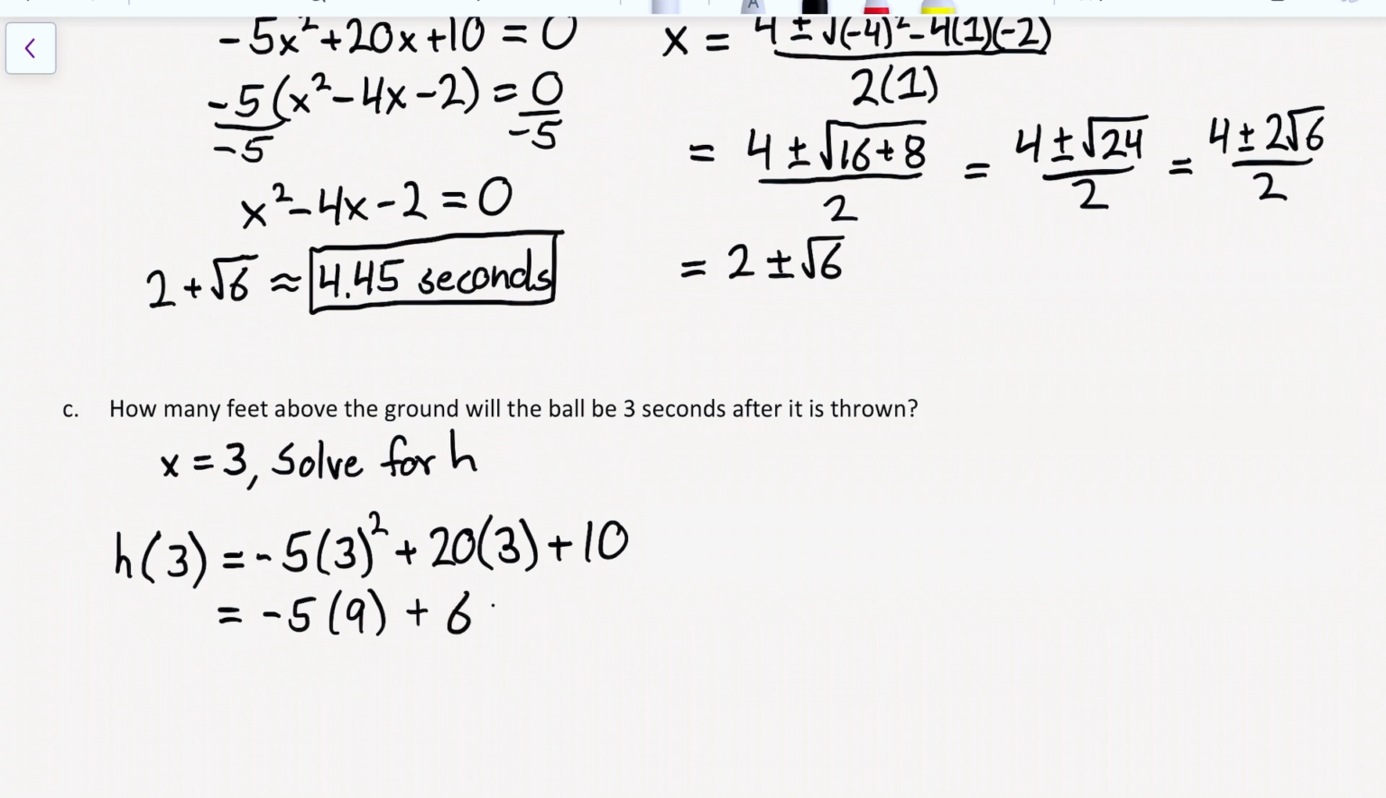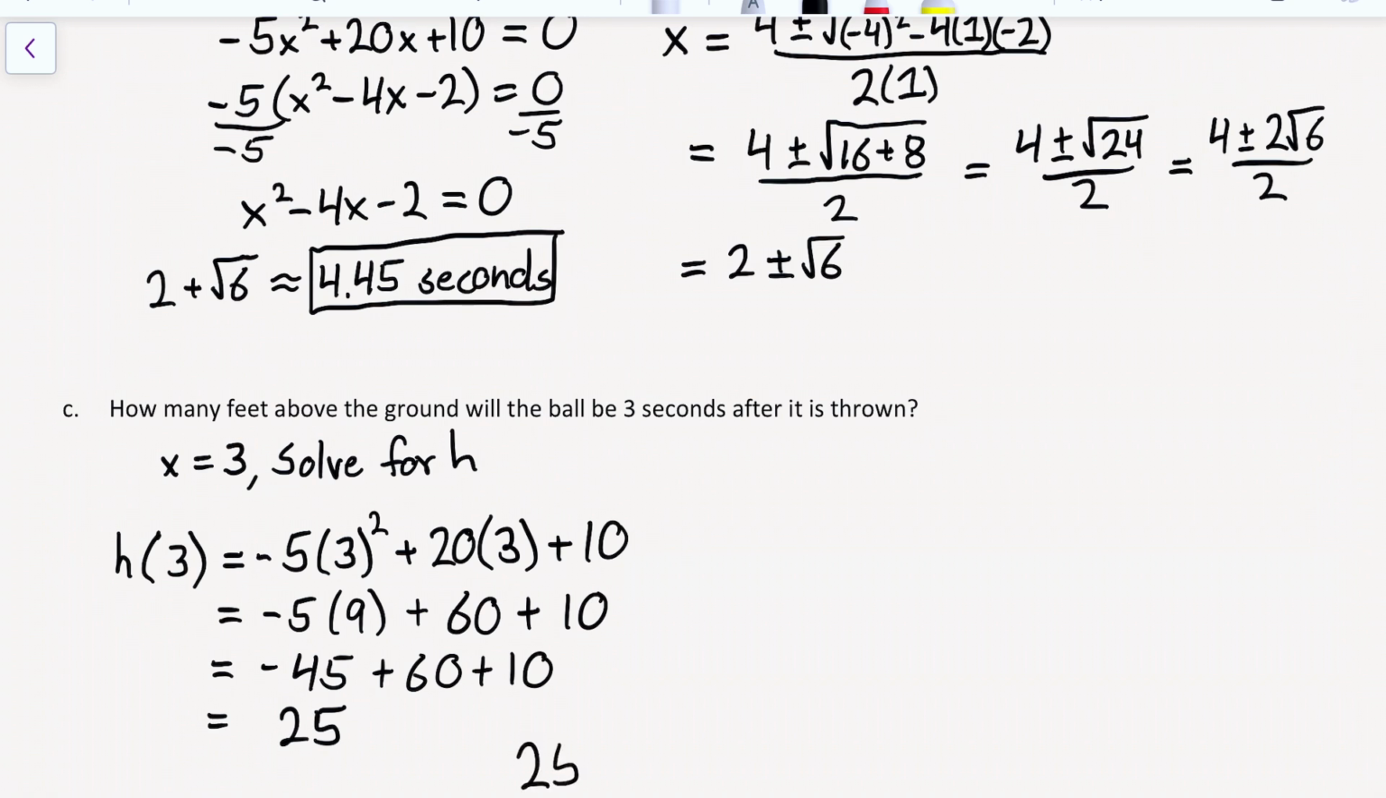So we rewrite the function, inputting x equals 3, and we evaluate it. I have negative 5 times 9 plus 60 plus 10. That's negative 45 plus 60 plus 10. And we'll get a final answer of positive 25. So 3 seconds after the ball is thrown, it is 25 feet above the ground. That's a little bit after our vertex, right? So it has reached the maximum height and it's coming back down.